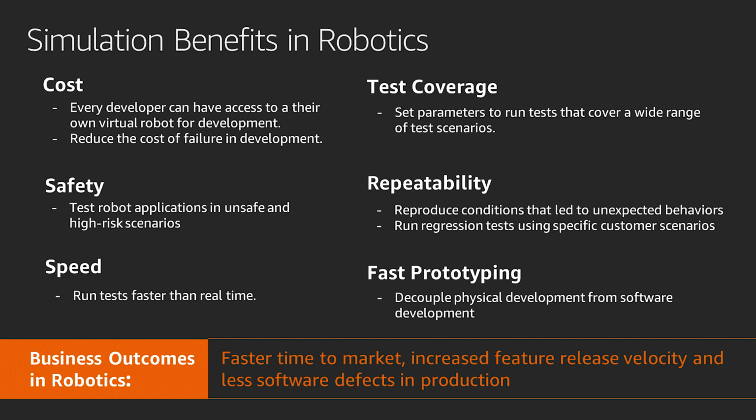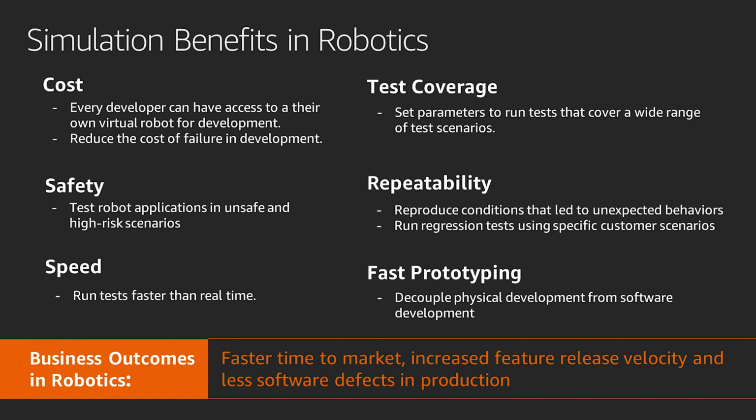Next, you can expand the coverage of your tests in simulation with parameters that cover all of the conditions your robot will encounter. For example, you could run a set of tests in 100 different room layouts. This would be very difficult with physical robots. When using simulation, you can easily repeat scenarios with specific conditions that led to unexpected behaviors in the past. And by running regression tests in simulation, you can ensure your robots meet well-earned customer expectations.